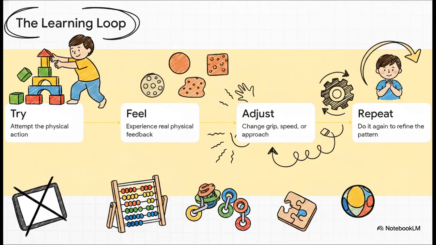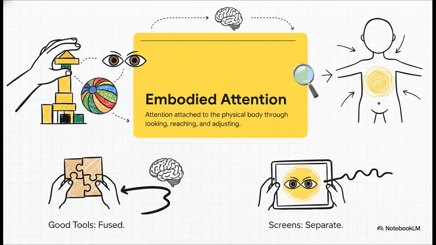And while they're in this loop, something pretty incredible happens to their focus. We're talking about attention that literally stays attached to the physical body, because the kid has to look, reach, grasp, and adjust all at once. In the developmental world, we call this embodied attention. Physical tools force attention to stay locked to action. Screens, on the other hand, often decouple those two things, which is a massive developmental cost for a toddler. Good tools keep them glued together.